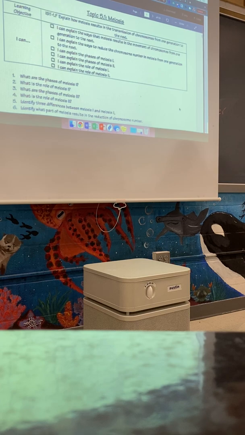Okay, we've got some I can statements. I can explain the ways that meiosis results in the movement of chromosomes from one generation to the next. I can explain the ways to reduce the chromosome number of meiosis from one generation to the next. I can explain the phases of meiosis 1 and 2. I can explain the role of meiosis 1 and meiosis 2. Any of those you want to go over?